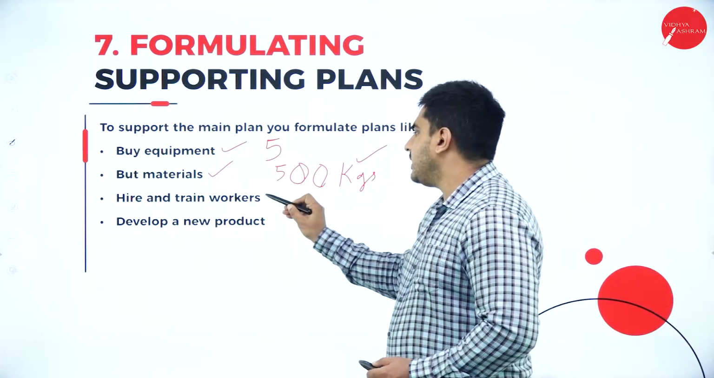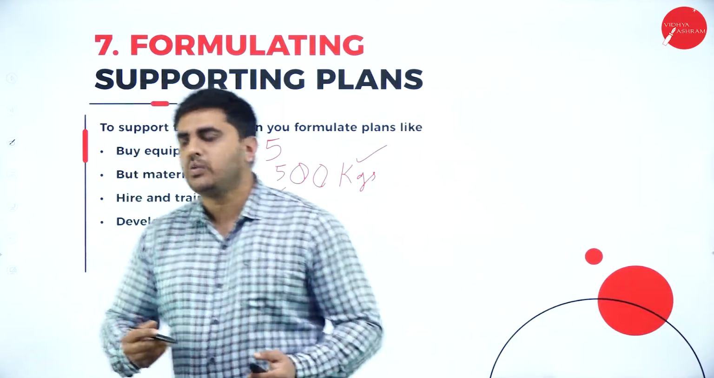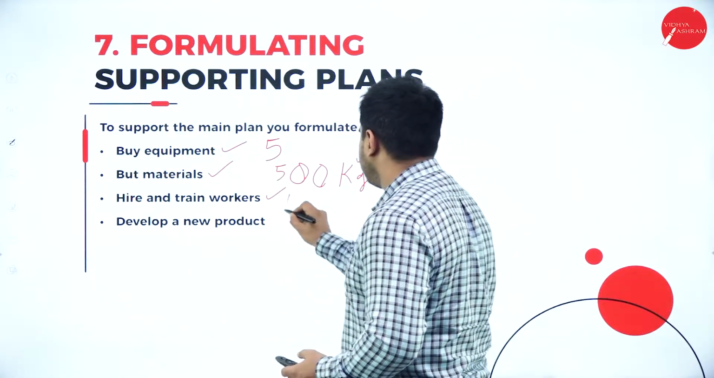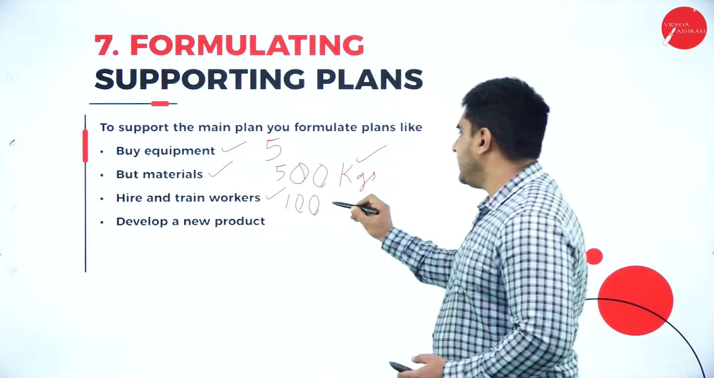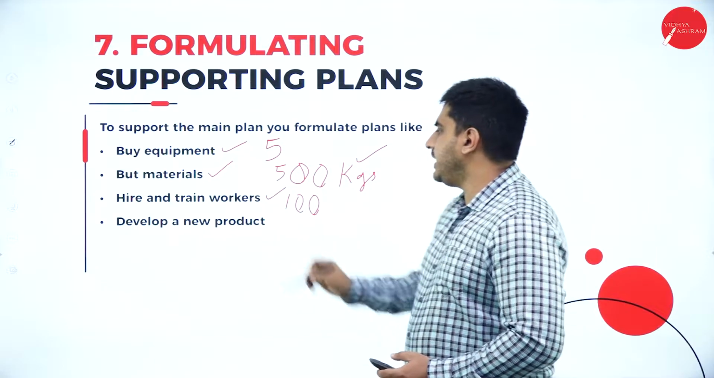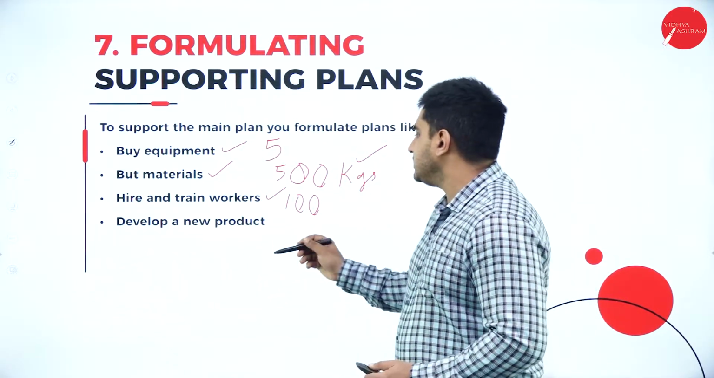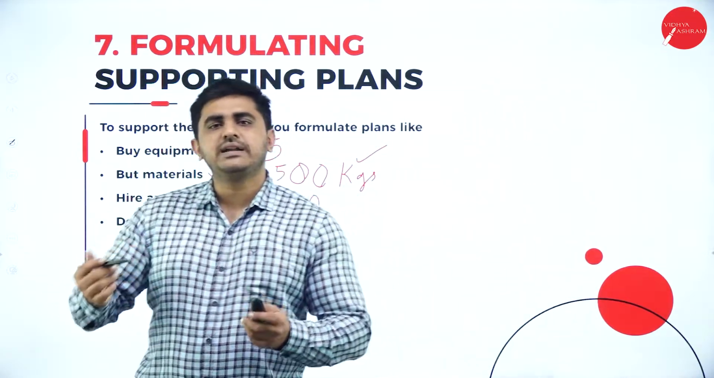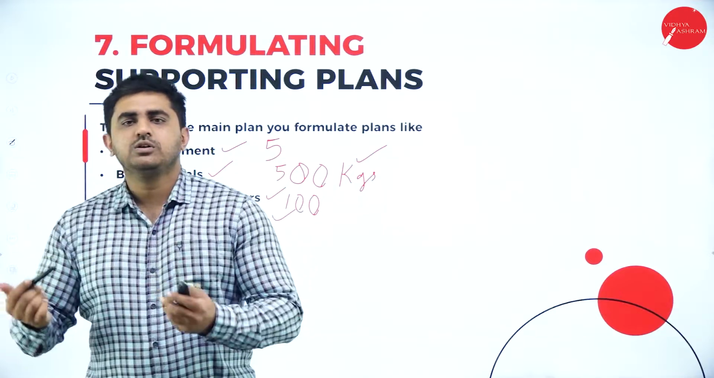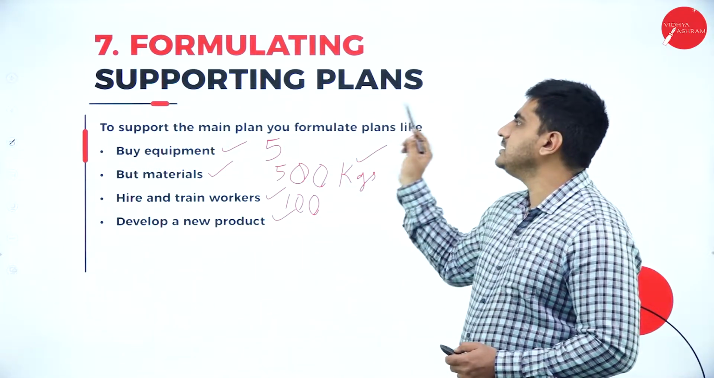Hire and train workers. For example, your plan is to produce 1,000 products, so you might require 100 workers. So what you will do? You will hire these 100 workers and give them training. So this is hire and train workers. Develop a new product. You will also plan if you are developing a new product. There might be some other kinds of plans which will support developing a new product. Such plans you will also come out with. This is called formulating supporting plans.